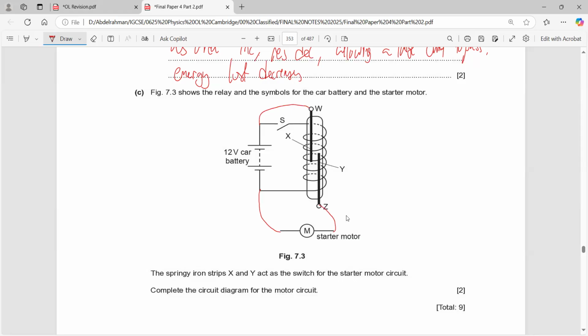So if you think about it, this is a complete circuit now. Why? Because you have the current that would pass through the coil, creating a magnetic field, and thus opposite magnetic fields would attract in this coil, or in these springy ends. X and Y will now be attracted.